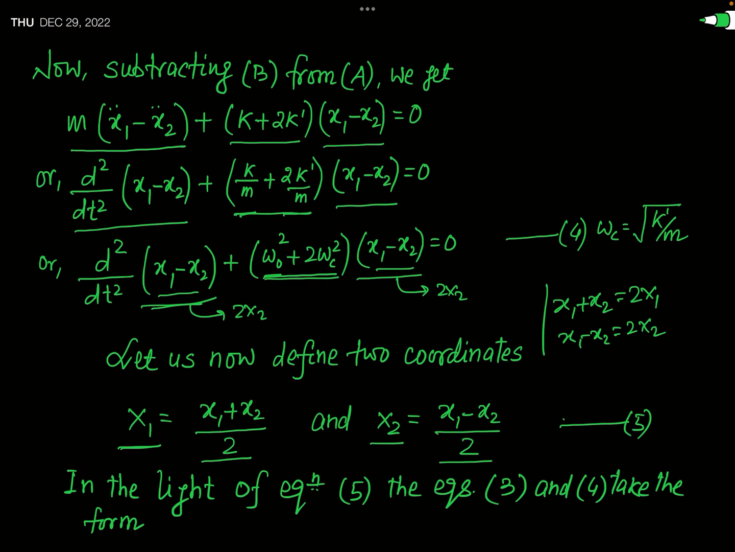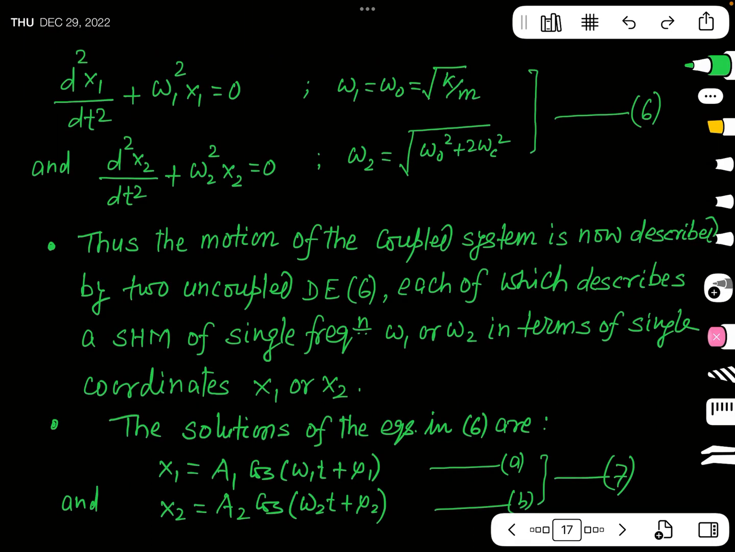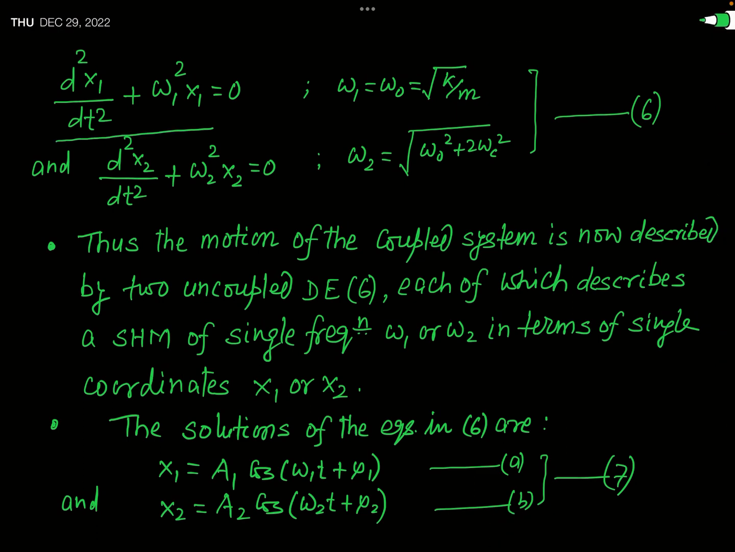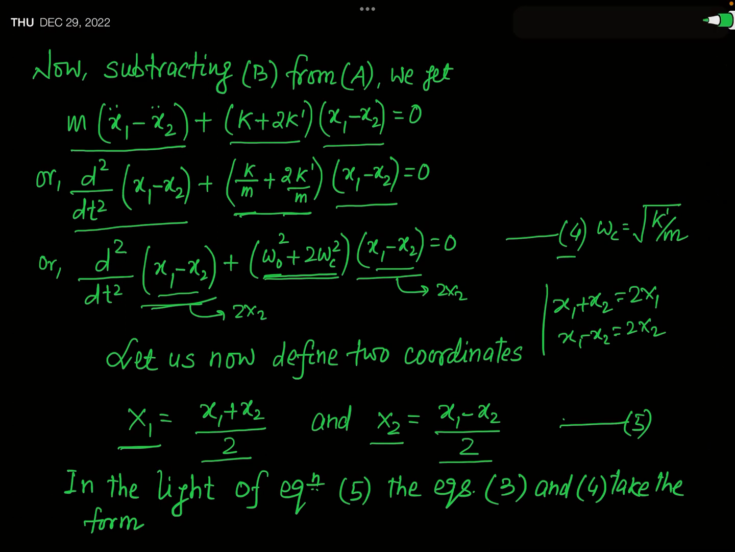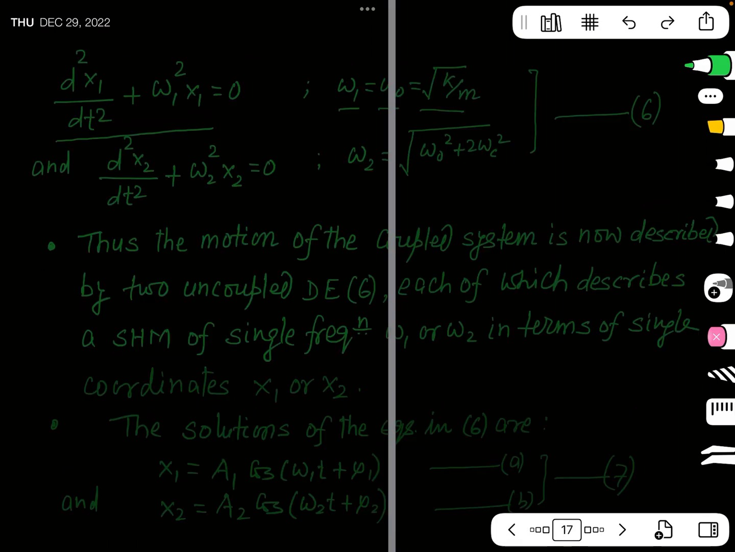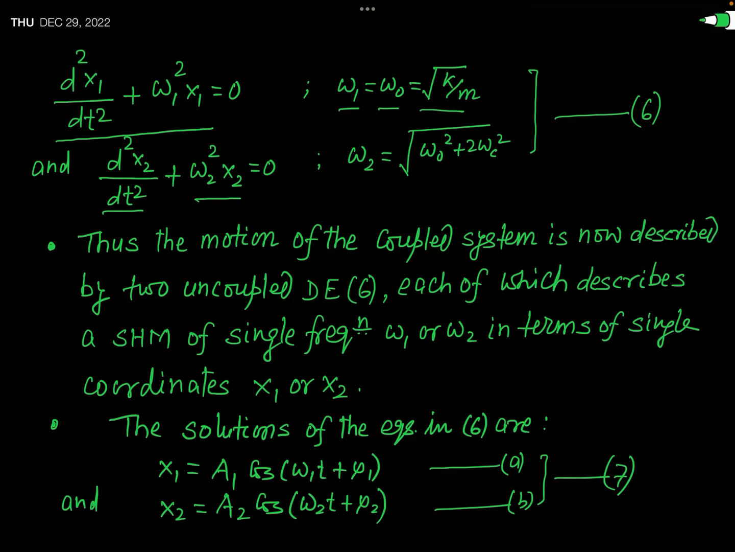So what are our equations 3 and 4 now? Equation 3 becomes d2 X1 by dt square plus omega 1 square X1 equal to 0. This omega 1, you learnt in the previous lecture, is equal to omega naught, the square root of k over m. And the fourth equation is d2 X2 by dt square plus omega 2 square X2 equal to 0, where omega 2 is equal to the square root of omega naught square plus 2 omega c square.